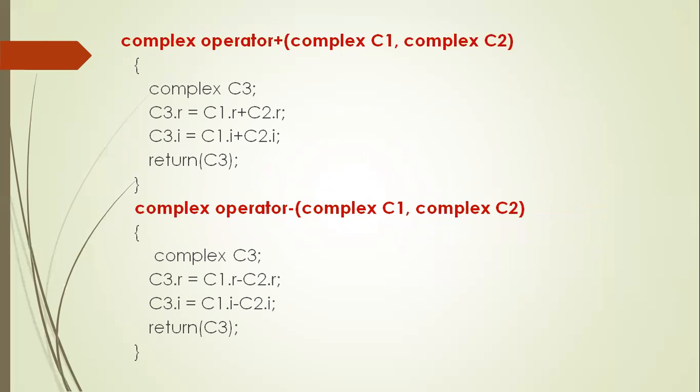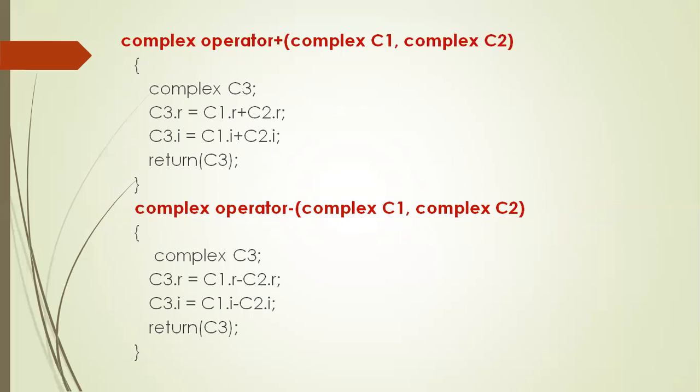For the first operator function, what is the return type? Complex. Which is the operator we are overloading? Plus. So operator plus. The two objects are complex C1 comma complex C2. We know how to add two complex numbers. In case of addition of two complex numbers, the real part of the result, that is C3, equals the real part of C1 plus the real part of C2. Similarly, the imaginary part of C3 equals the imaginary part of C1 plus the imaginary part of C2. So here the return object is C3, so you have to declare it inside the operator function: complex C3.